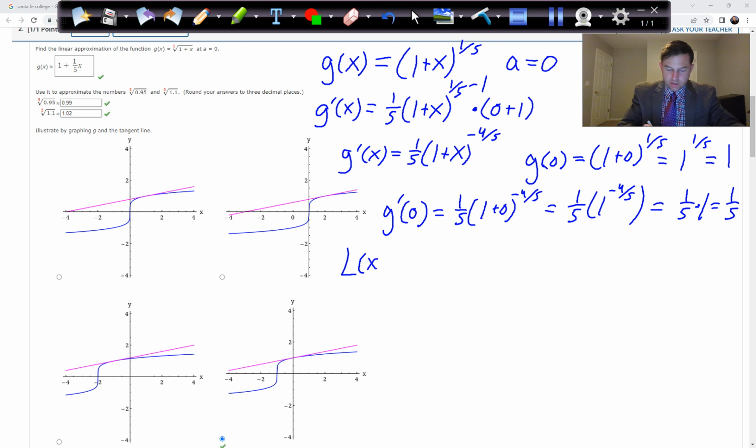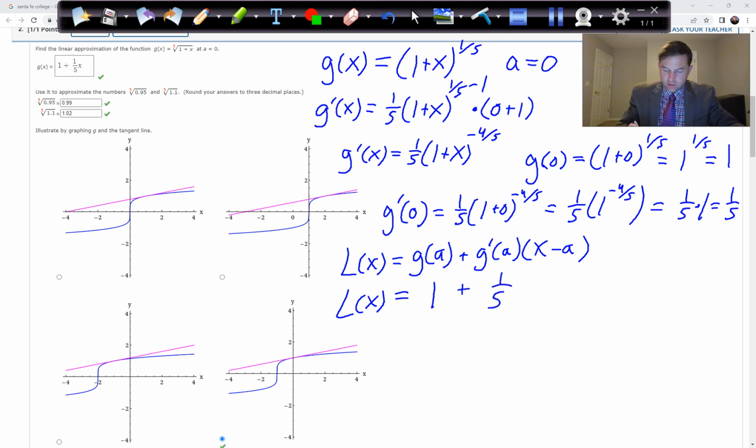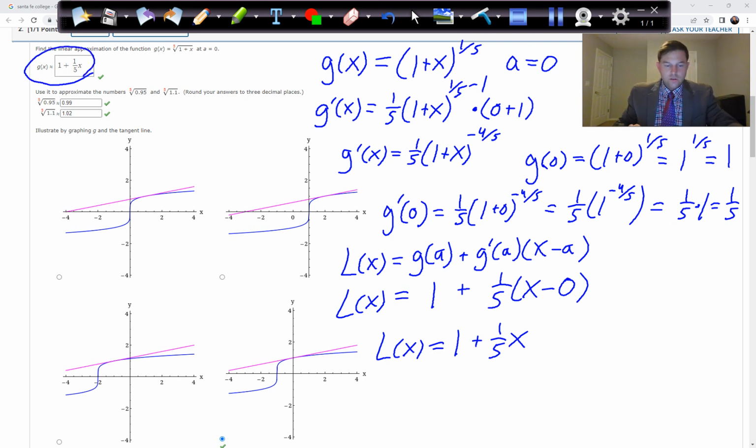Our linearization, accounting for the letters they picked, which is g, would be g of a plus g prime at a times x minus a, and let me just substitute right below it. G of a was 1, g prime of a was 1/5, x minus a was 0. So this is a very simple linearization equation. It is 1 plus 1/5 x. So that is the approximate straight line curve at x is 0.